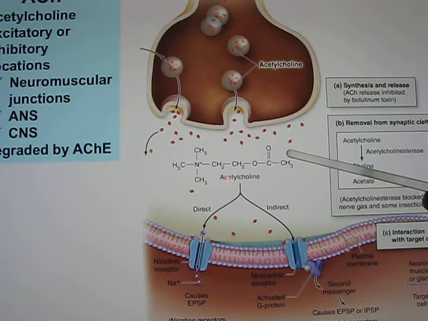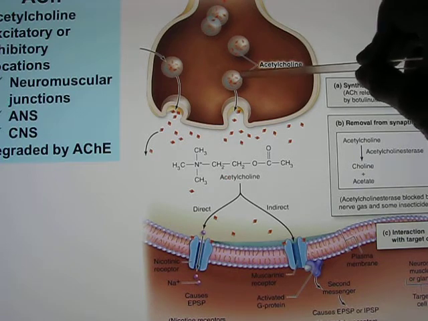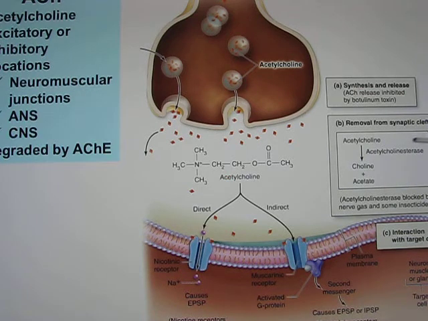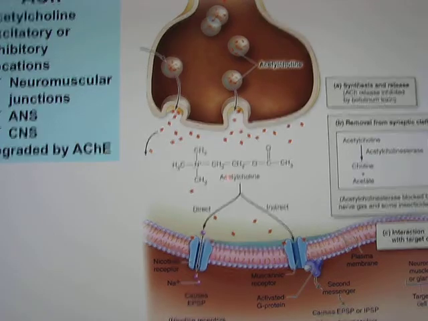And this neurotransmitter doesn't recycle. Some neurotransmitters will be packed back and used again. Acetylcholine uses the enzyme acetylcholinesterase, which will break it down. So you always produce new acetylcholine.